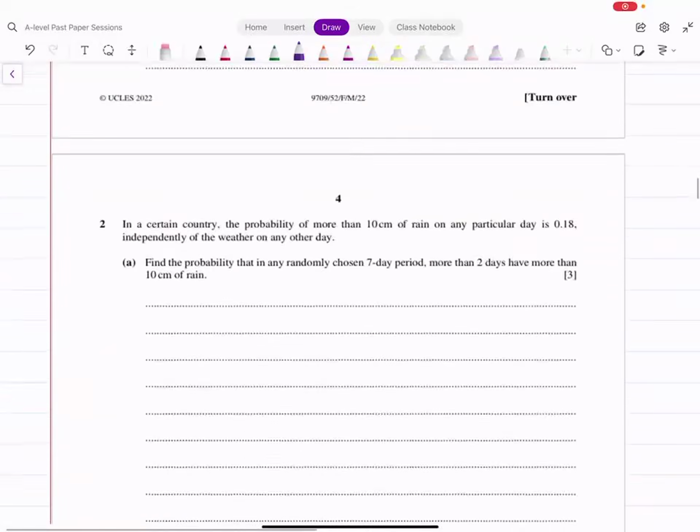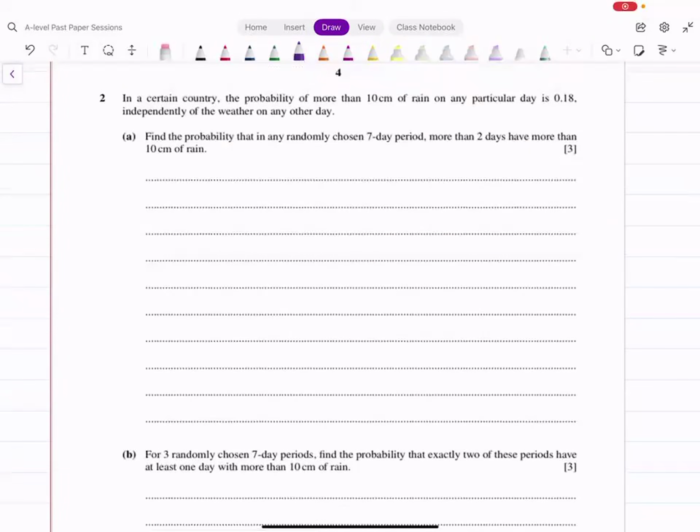Let's look at the next one. Now it says in a certain country, the probability of more than 10 centimeters of rain on any particular day is 0.18, independently of the weather on any other day. That means for every single day, the probability of it raining more than 10 centimeters is the same, and that is 0.18. We have to find the probability that in any randomly chosen 7-day period, so you're talking about 7 days, more than 2 days have more than 10 centimeters of rain.